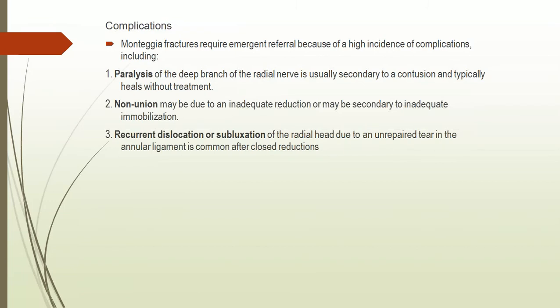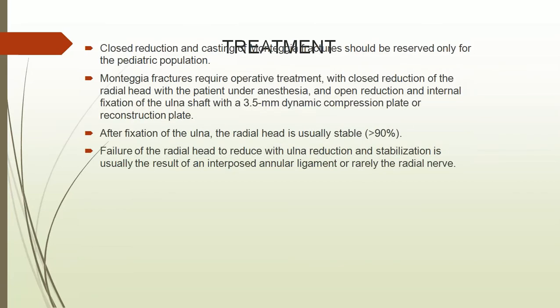Another complication include recurrent dislocation or subluxation of the radial head due to an unrepaired tear in the annular ligament, and which is common after close reductions. So how do you manage? So again, there is no point of close reduction and casting in this case. Only very small children means you can do, but compulsory you need to do surgery. Again, same. You need to do open reduction, internal fixation with the plate.